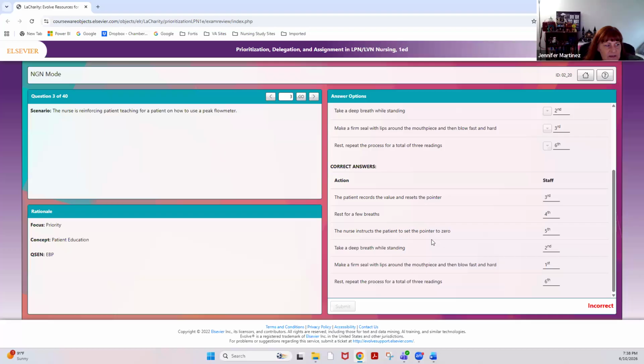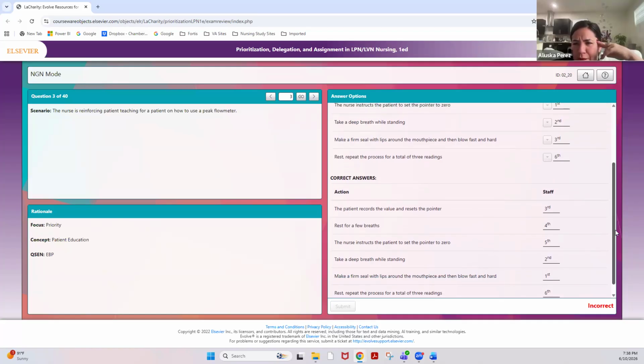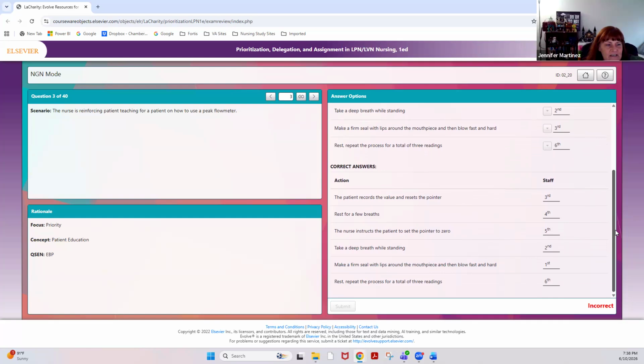First was the seal. Second was take a deep breath. What did we put as third? You're going to make a seal and then take a deep breath? Oh, I see what it says. Here it says first, make a firm seal with lips around the mouthpiece and then blow fast and hard. Then it says take a deep breath while standing. Then record the value and reset the pointer. Rest for a few breaths.